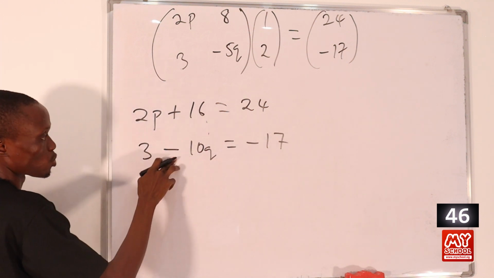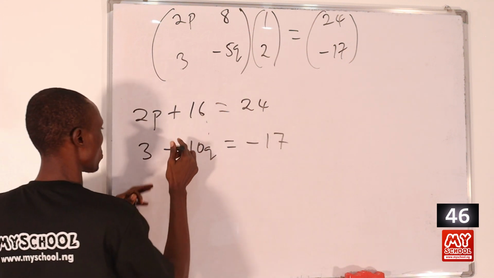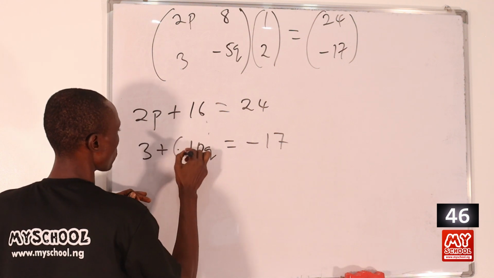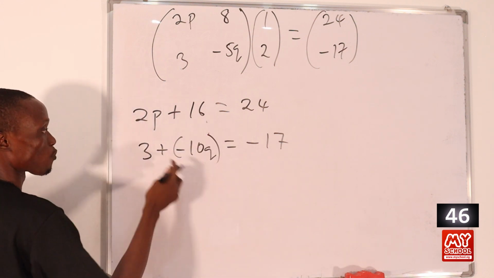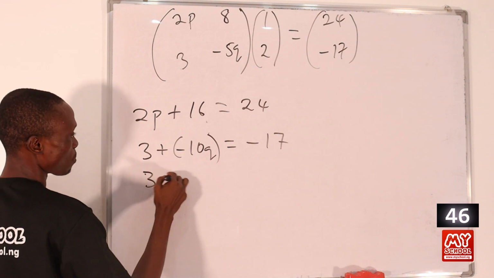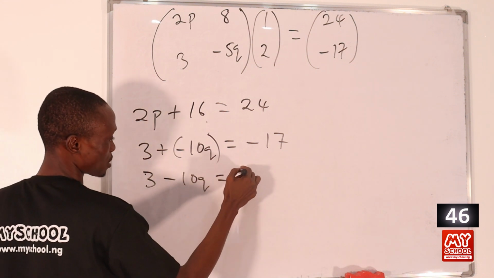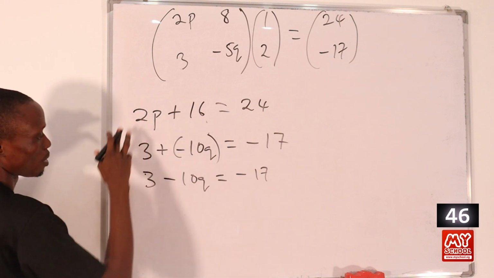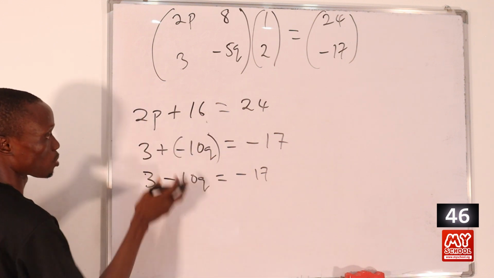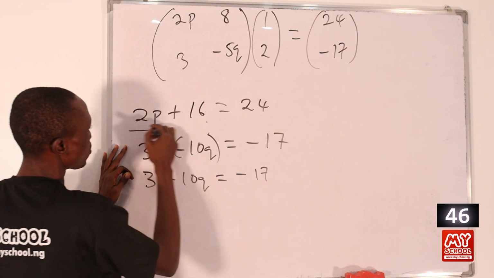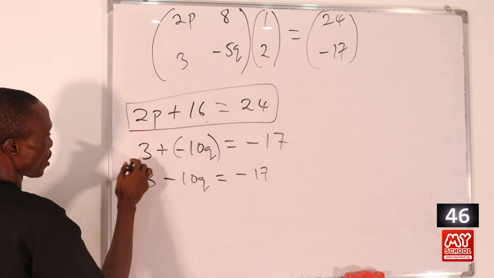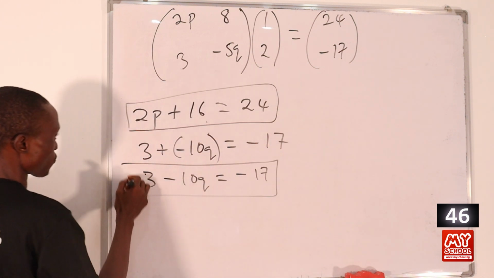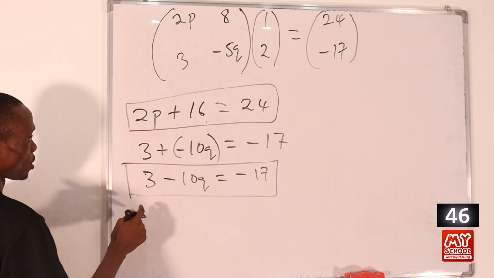Now the reason why I have to clean that plus is because it's still the same thing. I can as well still write plus here and bring my minus 10q here. Of course, this will still result in 3 minus 10q. So that is the reason why I cleaned that plus and just went straight, but it's still the same thing. So from here we can get the value of p, and from here we can get the value of q. So let's get the value of p first.